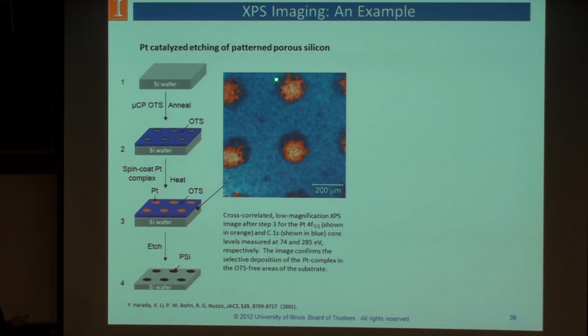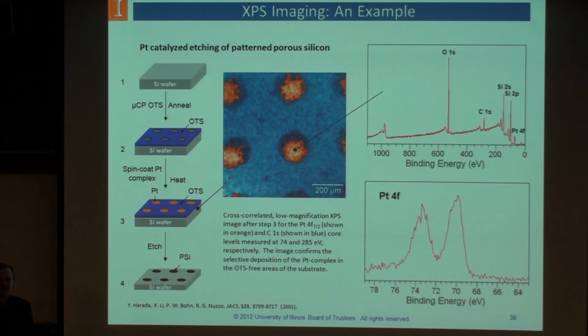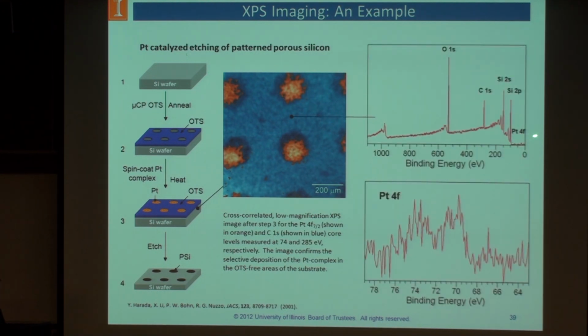And so this is an overlaid image of carbon in blue and platinum in orange, and showing that, yes, indeed, the platinum is in the dots. And then we can jump from imaging to the spectroscopy mode, and look inside one of the dots and confirm that we actually have platinum in the dot, and then do some high-resolution scans and actually try to identify that it is platinum in a metallic state. And then going off the dot, we can confirm that we have much less platinum.